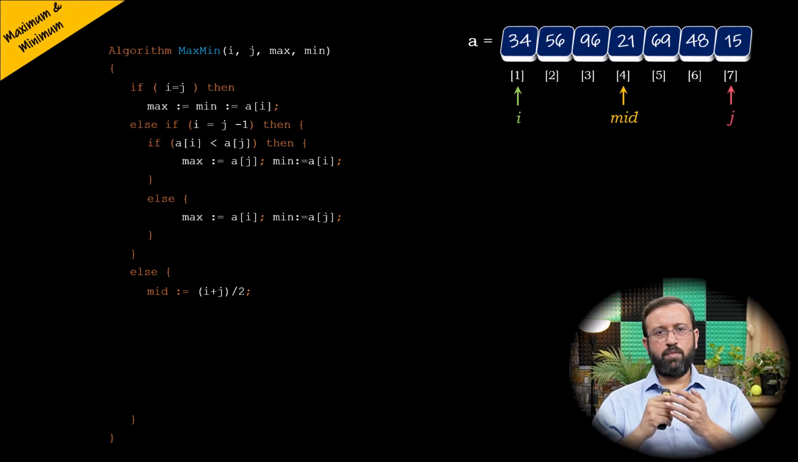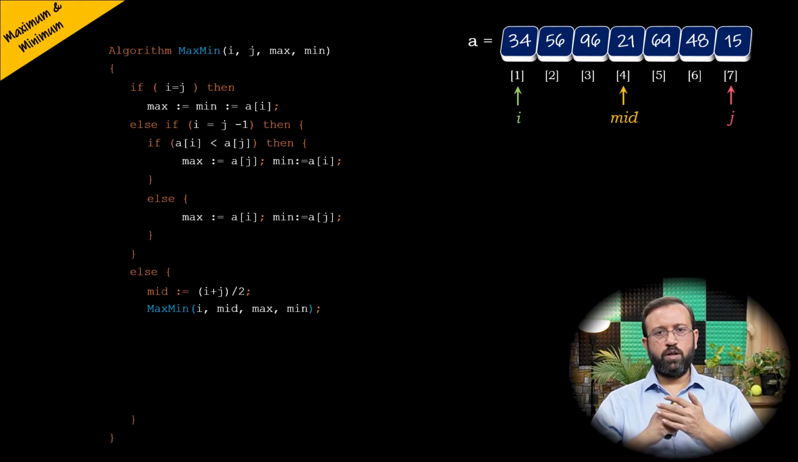Then we will call the MaxMin algorithm recursively on the left subarray. So we will have the statement calling MaxMin algorithm, passing the first parameter as I, which is the left index. Then instead of j, we will pass mid index as the second argument, because the left subarray is from index I to index mid, and the third parameter as max and the fourth parameter as min.